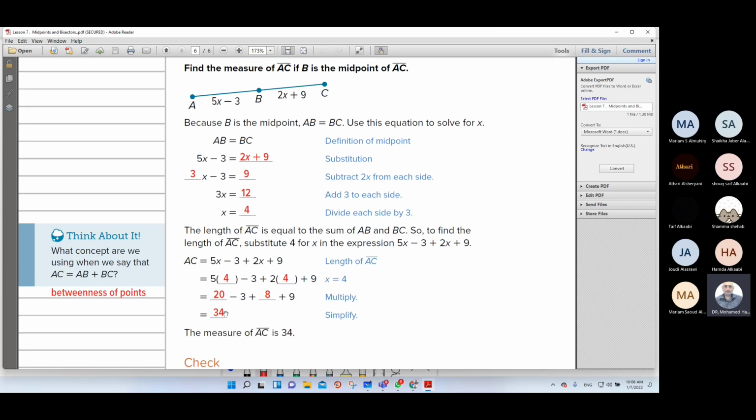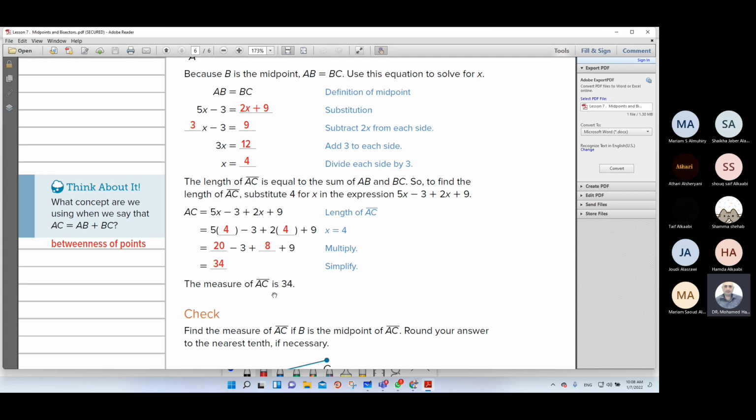So substitute the value of x, 4. So 5 times 4, minus 3, plus 2 times 4, plus 9. You can solve this operation, you will get the measurement of AC will be 34, or the measure of the segment AC is 34.